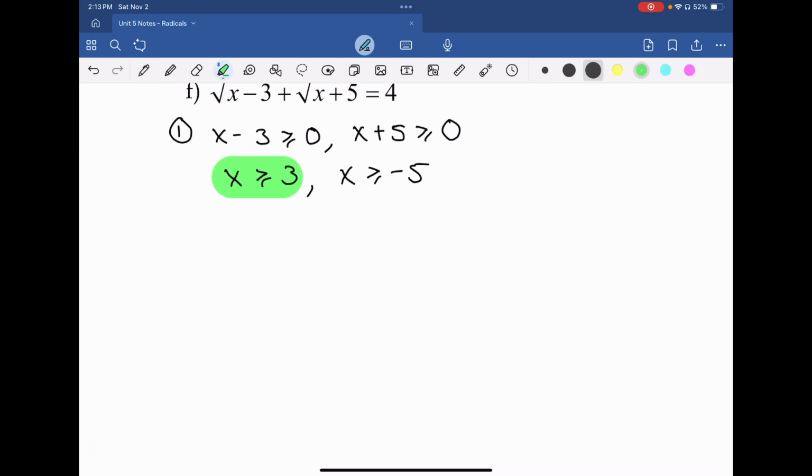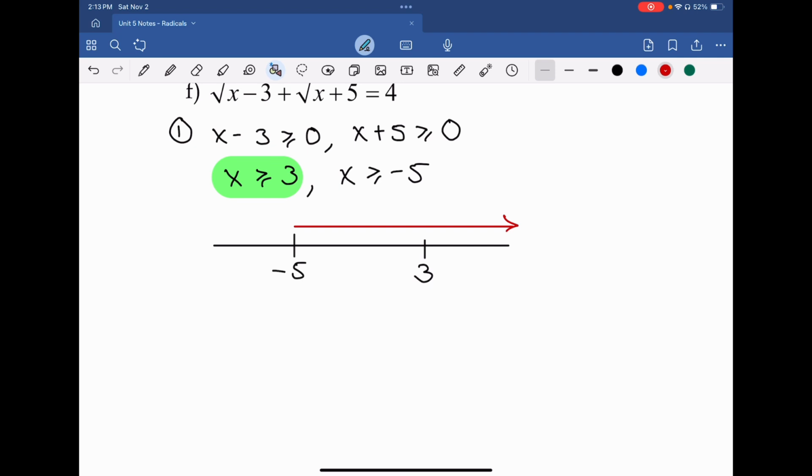Let's just quickly show that on a number line too. If I wrote a number line below and put two little marks, I could put my negative 5 on the left. I could put my 3 here. If I showed using arrows what these look like, it's greater than negative 5, so the arrow goes this way to the right. Greater than 3, the arrow goes this way. Both of them have solid dots at that point because they're included. And then you're like, wait a minute, where does it account for both of these? It accounts for both of these when it's in this region here. And this region is where it's greater than or equal to 3.